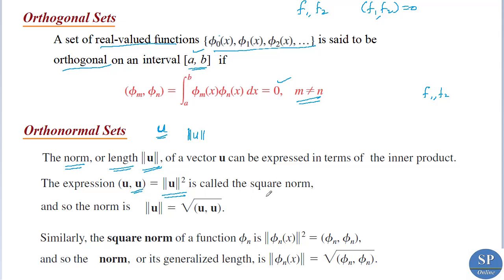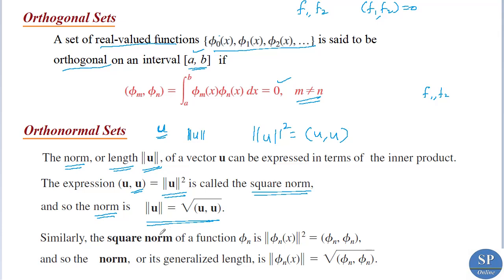It is called the square norm. That is, norm u whole square is equal to the inner product of u with itself. This is called the square norm, and the square root of that square norm is actually the norm. Norm u is equal to the square root of the inner product of u with itself. So this is the norm of a vector, or the length of a vector.